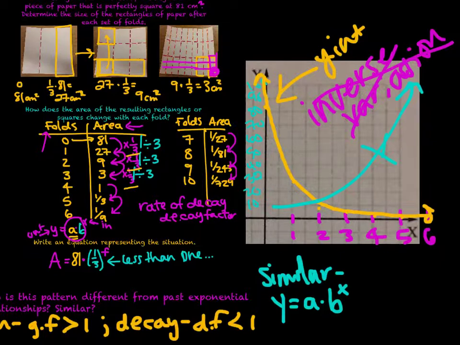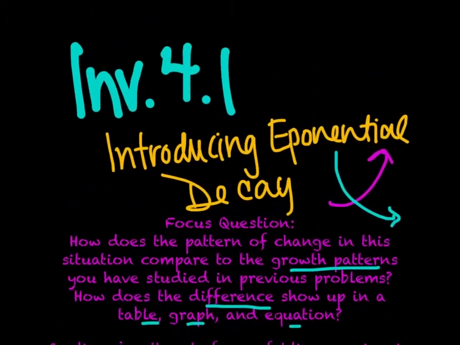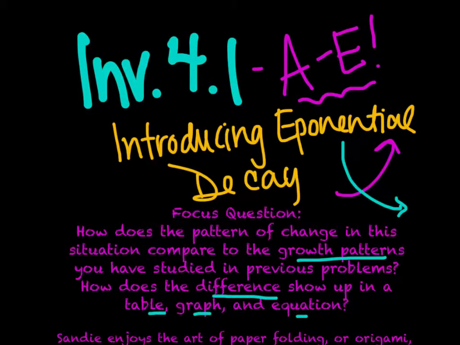So, playing around with this concept, I'd like you to finish the investigation 4.1. It is A through E. You're going to do all of it. Investigation 4.1, A through E. And I want you to play around with that whole idea. And then after that, do the homework. Enjoy.